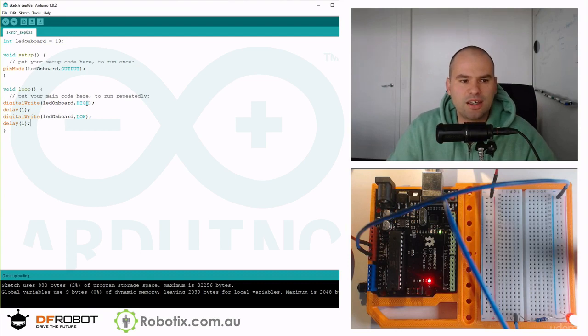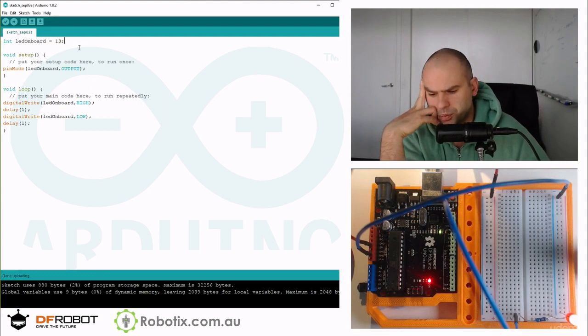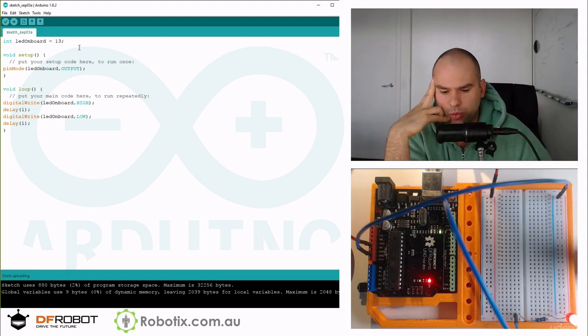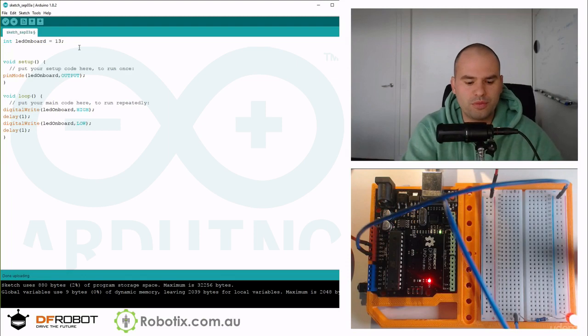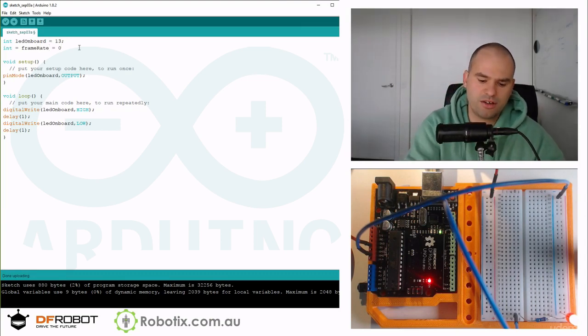Now let's use this to discover the number of blinks per second. That is like the refresh rate of the screen you're looking at right now, which is either 50 blinks a second or 60. So let's declare an integer and call that frame rate and make that 0.